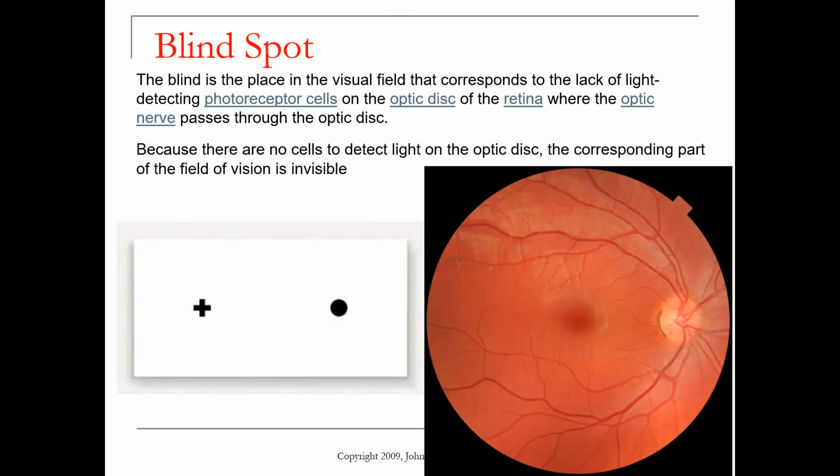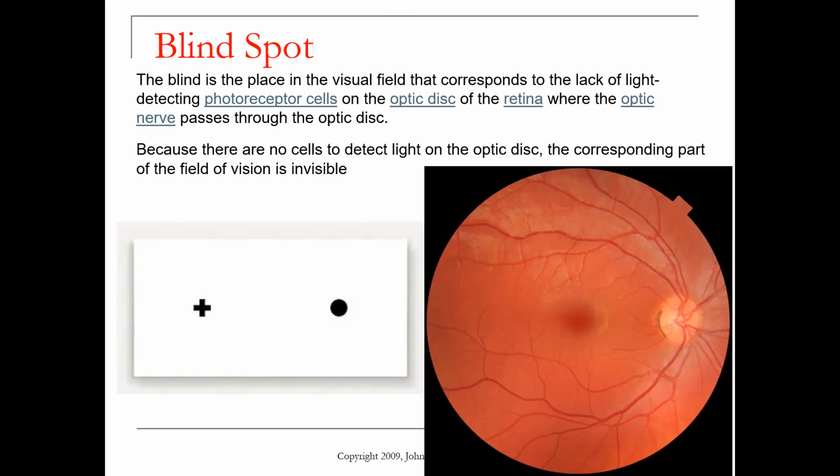We call this the optic disc, or the blind spot. There are no photoreceptors here, so any light rays that strike the blind spot can't be detected. Now, there's a simple test that we do to find where our blind spot is. If you look at what you see on the slide, you'll see a black spot and a plus.